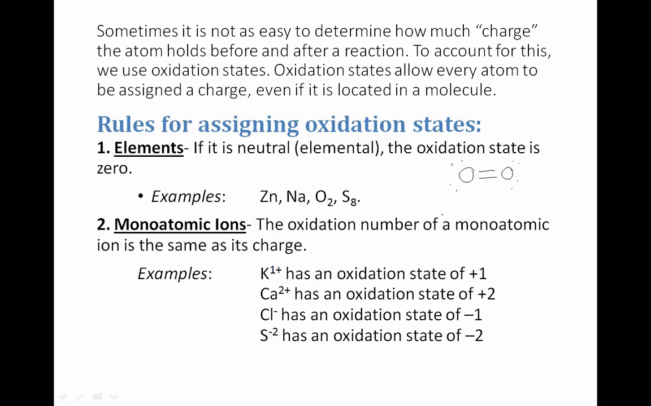The second rule, monoatomic ions. The oxidation number of a monoatomic ion is the same as its charge. So potassium has a +1 next to it, so therefore its oxidation state is +1. Calcium has a 2+ charge, so therefore its oxidation state is +2. Chlorine, -1 charge, oxidation state of -1. Sulfur, -2, so therefore it has an oxidation state of -2. So our first rule is if it's a neutral or elemental form, or if it's molecular, its oxidation state is 0. If it's a monoatomic ion, its oxidation state is the same as its charge.